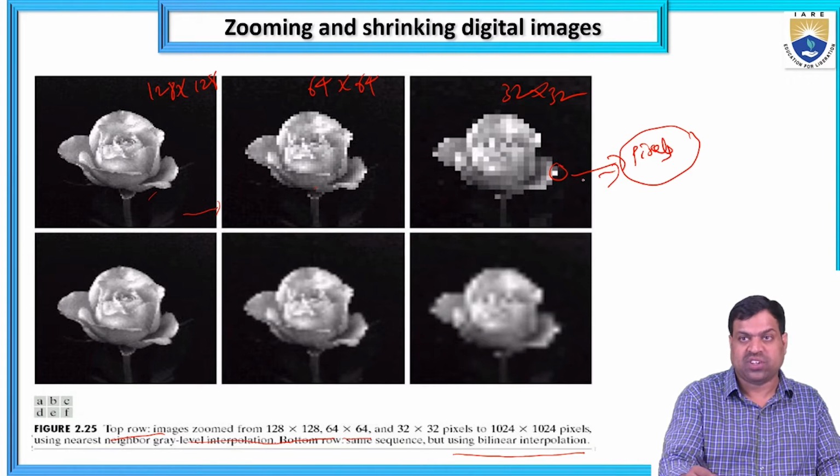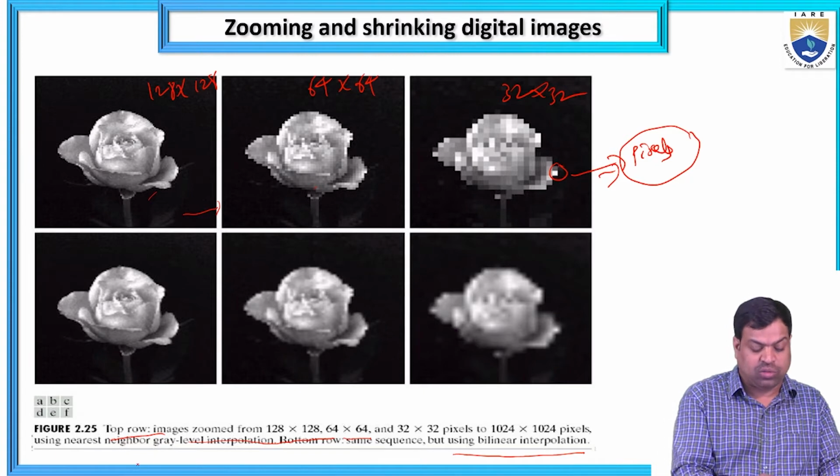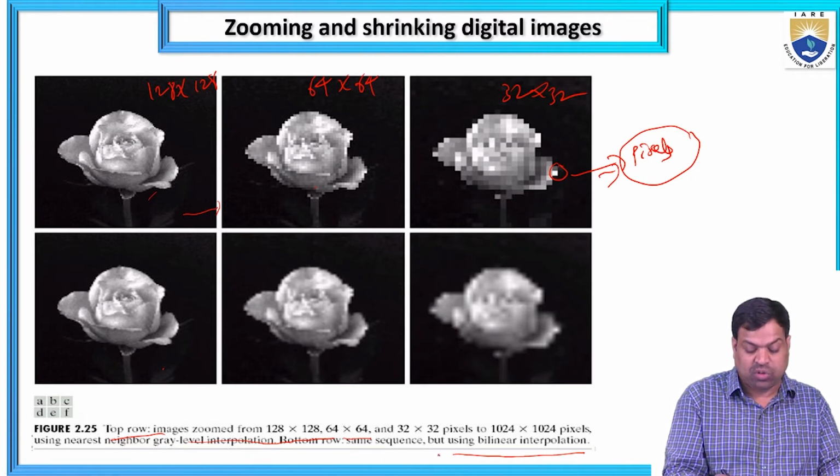What are the pixels there? How many pixels are there? What color is each pixel showing? But the bottom of that one is the nearest neighbor gray level interpolation. The bottom row is the same sequence but using bilinear interpolation.